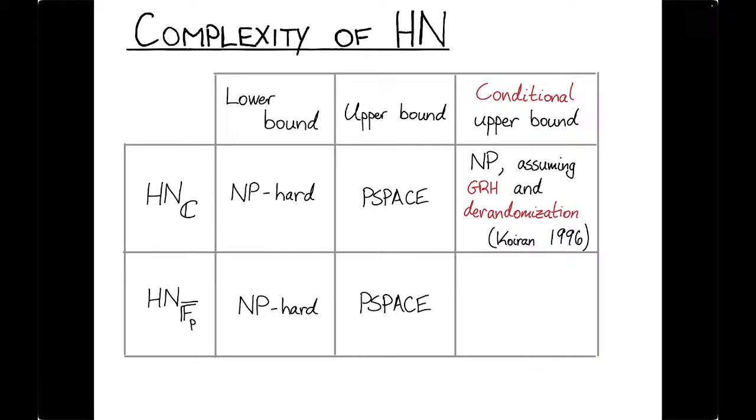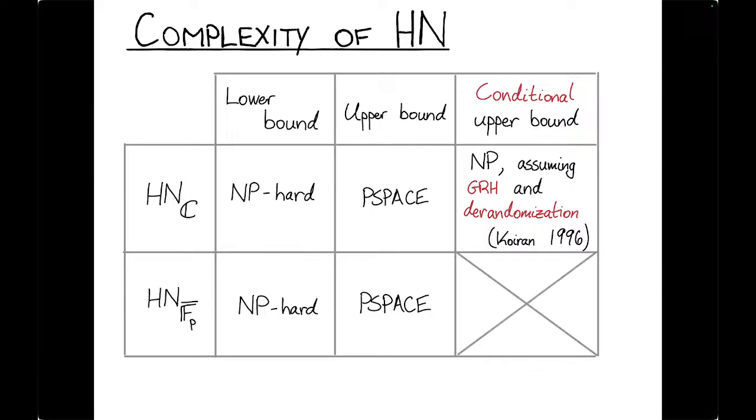So Pascal Poisson showed that if you assume the generalized Riemann hypothesis and you assume some kind of derandomization assumption, you can solve the Nullstellensatz over the complex numbers in NP. So at least in the complex case, this is really an NP-complete problem. We just need to prove that it's NP-complete. And here, proving the NP upper bound is the hard part.